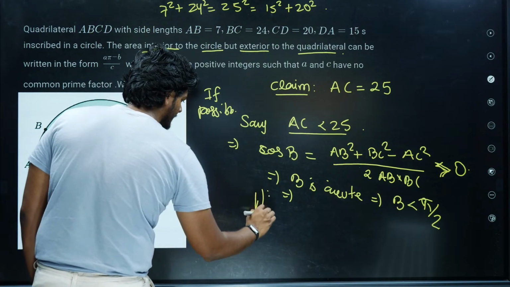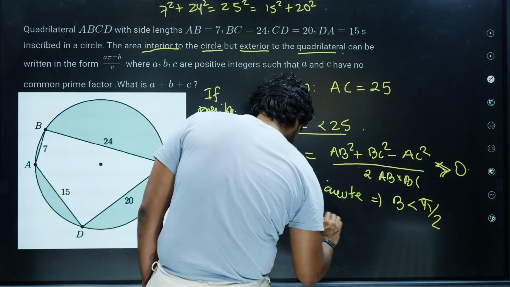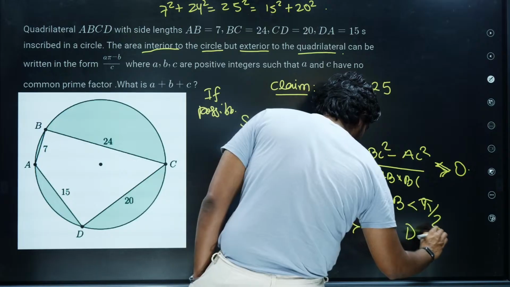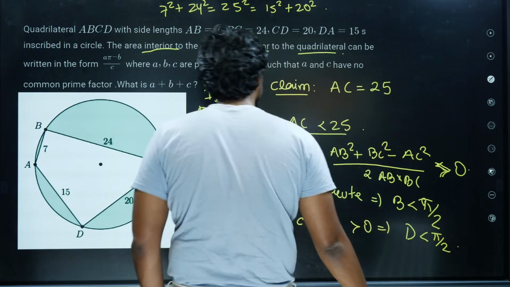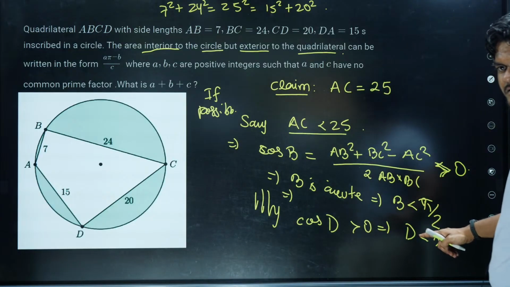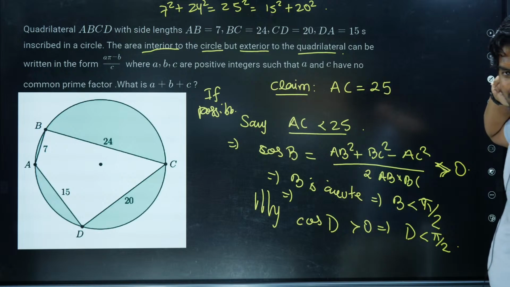Similarly, I will also get that cos D is positive, and that will imply that D is also less than pi by 2. Is this clear what I have written? If the cos is positive, right?